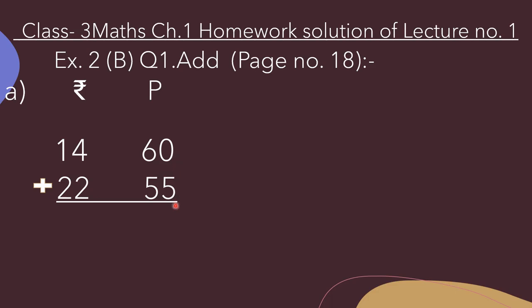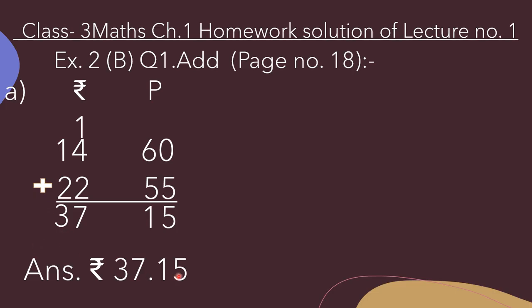So, 0 plus 5 is equal to 5. And 6 plus 5 is equal to 11. So here beta, 11 is a 2-digit answer. That's why we will write 1 here and 1 will be carry over. Okay. Now 1 plus 4, 5 and 5 plus 2, 7. So here we will write 7 and 1 plus 2 is equal to 3. So what is the answer? That is 37 rupees 15 paise, or we can write it like this, rupees 37.15.